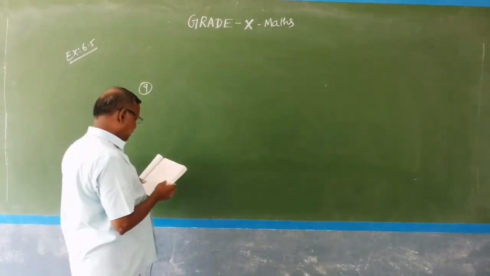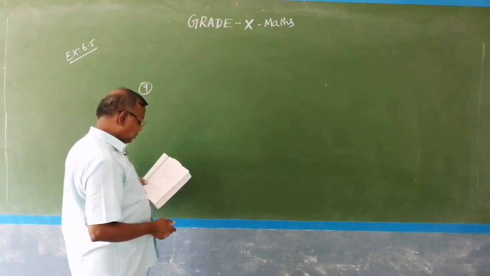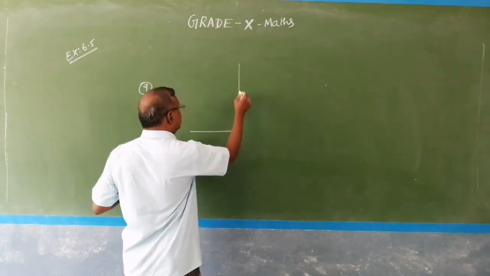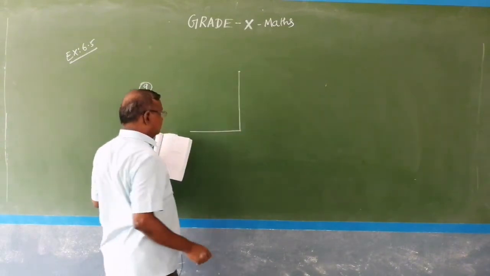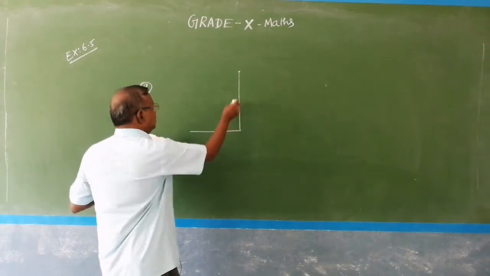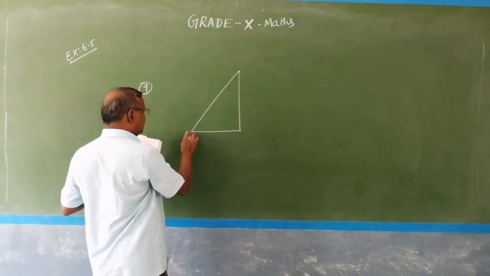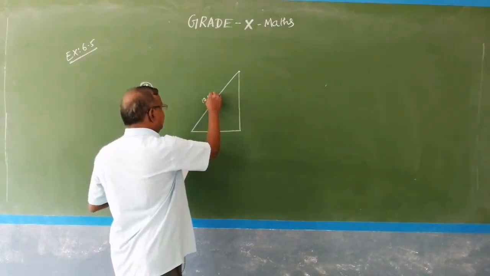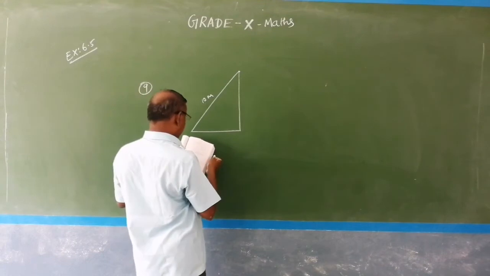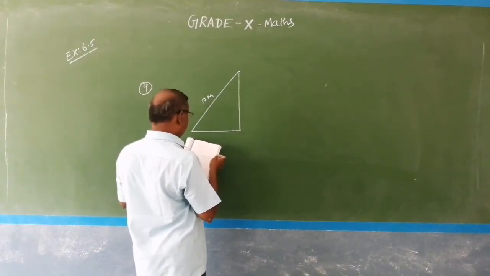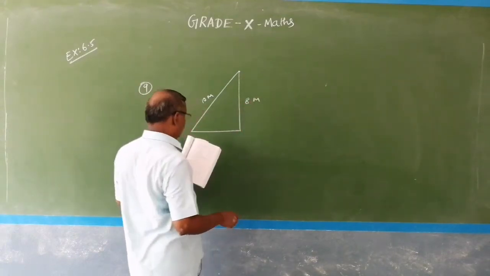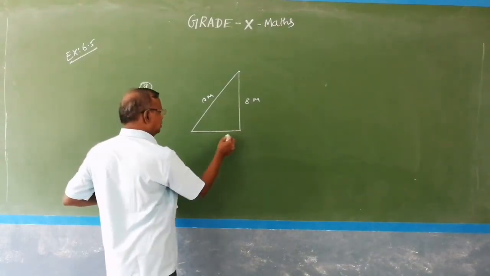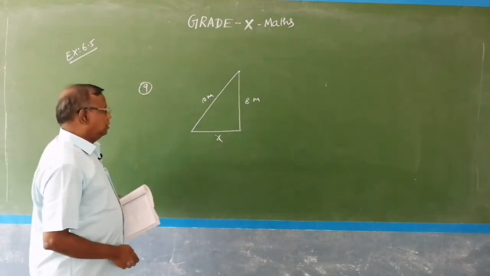Question number 9. A ladder 10 meter long reaches a window 8 meter above the ground. So let this be the ground and this the window, and the ladder rests against the wall and ground. We are given it is 10 meter long and the window is 8 meter above the ground. So find the distance of the foot of the ladder from the base of the wall. So this is what we have to find.